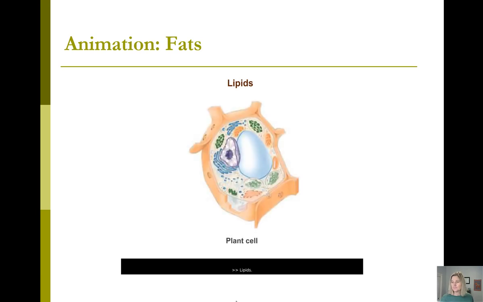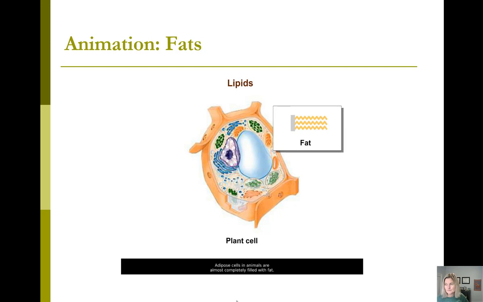Lipids. Lipids are a diverse family of molecules that includes fats, phospholipids, waxes, and steroids such as cholesterol. One feature that all lipids share is their low solubility in water, a characteristic that is important to the functions of many lipids. Cells often contain droplets containing fats that are large lipid molecules rich in stored energy. Adipose cells in animals are almost completely filled with fat. In addition to storing energy, adipose tissue also insulates the body and cushions organs.